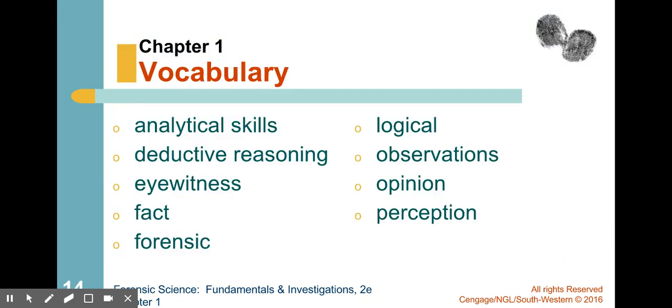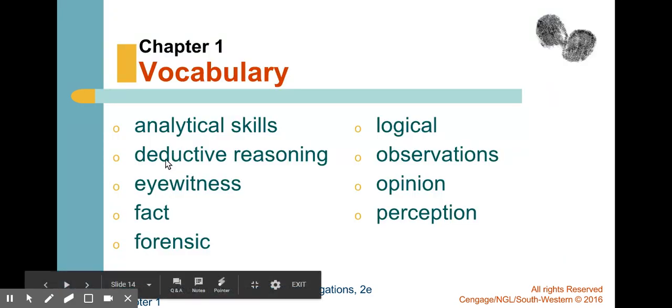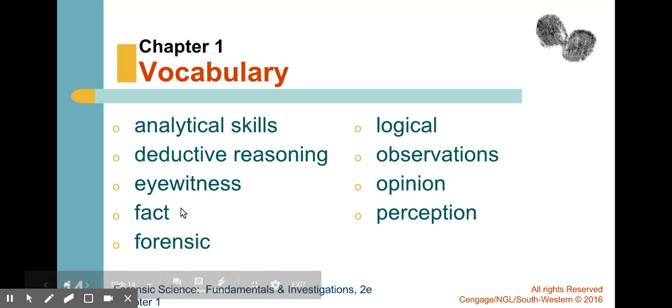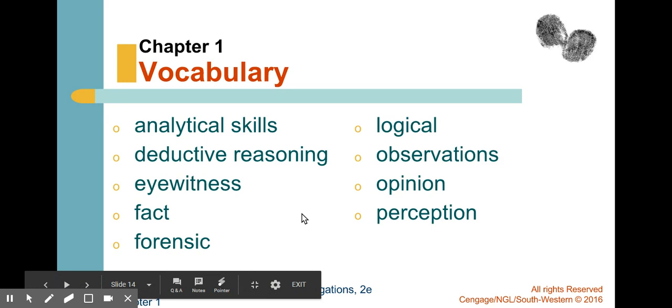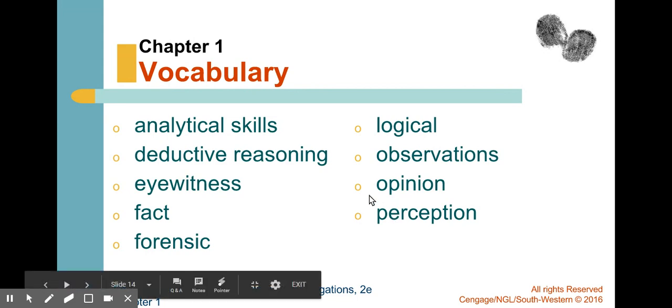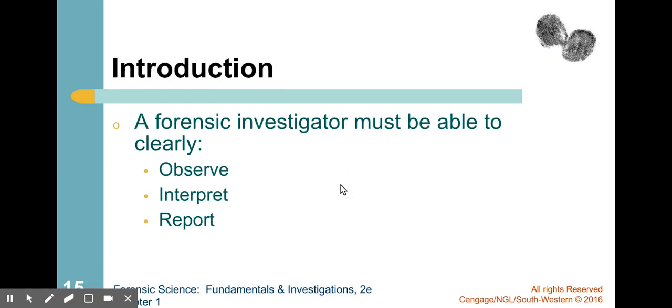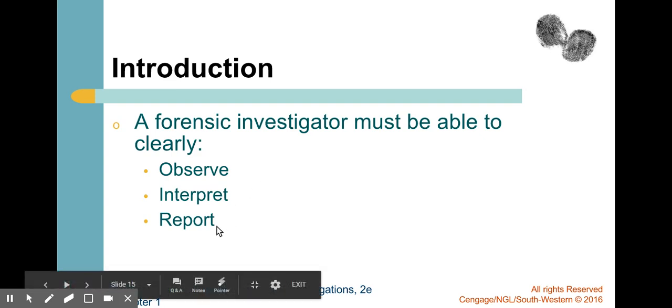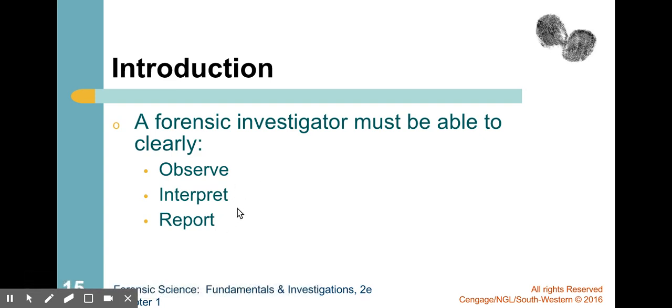Here's the vocabulary we'll be covering. You may not have heard of deductive reasoning, but you probably heard of eyewitness, fact, or forensic. Remember, perception, opinion, and observations can mean different things, so make sure you check the textbook for those definitions. Just to start off, the forensic investigator needs to observe, interpret, and report. Those are three separate things that an investigator needs to do.